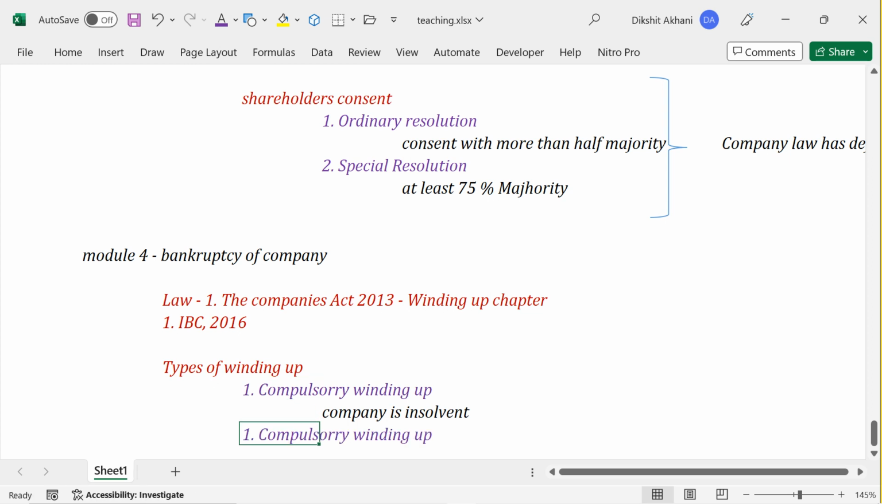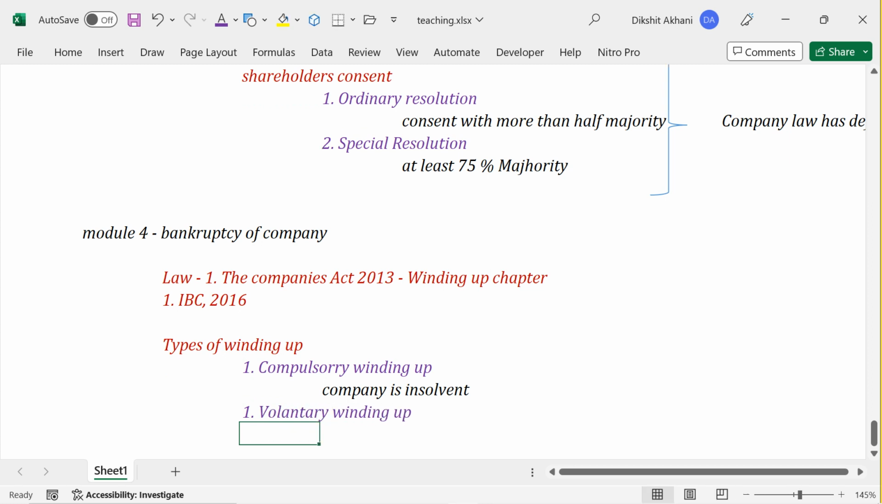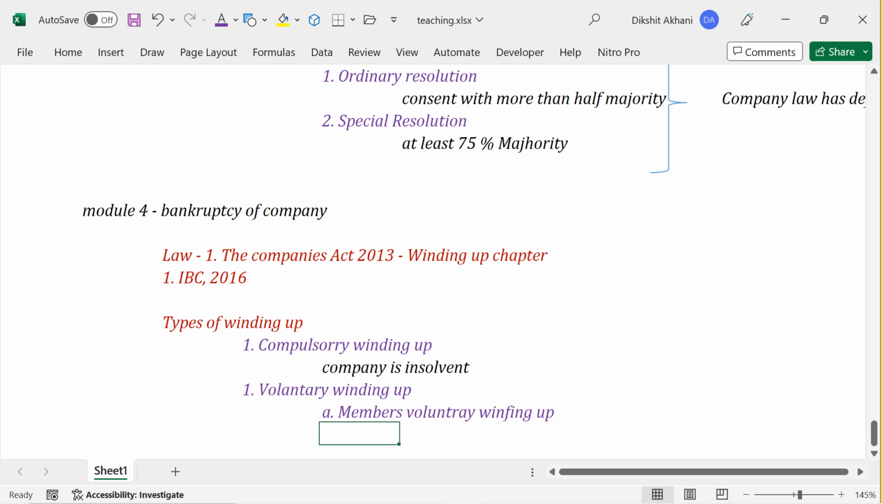voluntary winding up. Now what do you mean by voluntary winding up? Sometimes even the company has solvency, but still the company wants to close the business. Possible or not? So for that we are going for the voluntary winding up. Voluntary winding up can be divided into two parts. The first, A point, is known as, write down guys, members voluntary winding up, and B point is the creditors voluntary winding up.